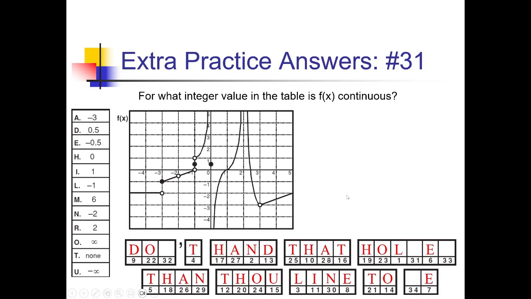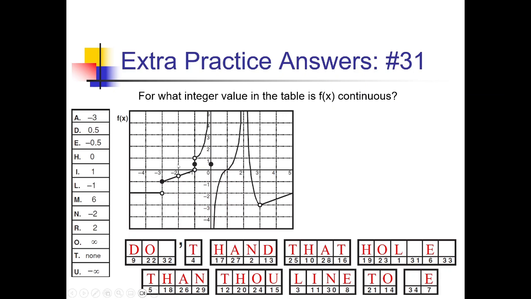For 31, we want to know for what integer value in the table is f of x continuous. So continuous means that the limit exists, the function value exists, and the limit and function value are equal. So we're trying to find basically a place where there's no breaks in the graph, where the graph's approaching the same place from the left and right, and there's a solid dot there agreeing with all of that. So definitely not at -3. -4 is fine, but that's not one of our options.